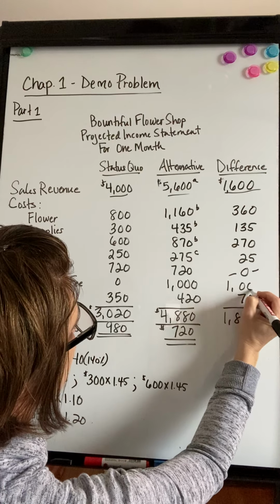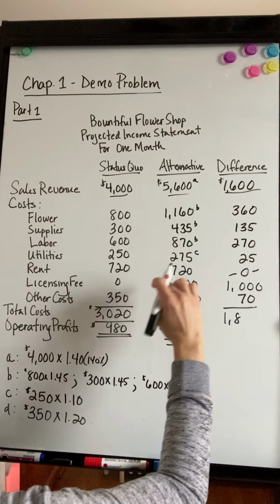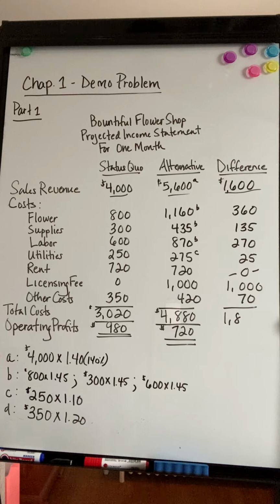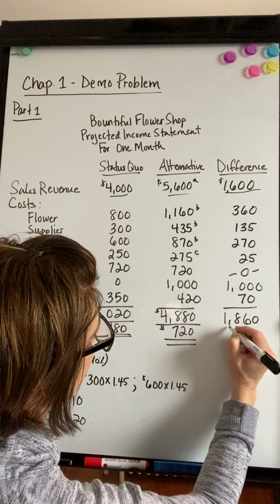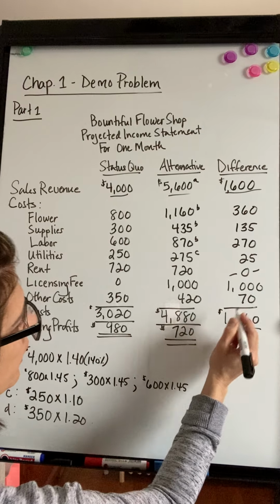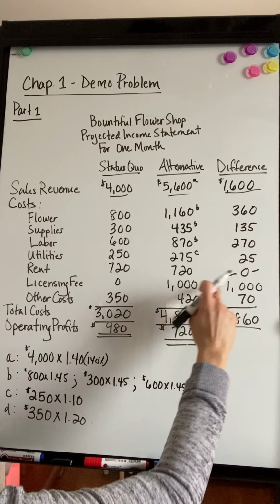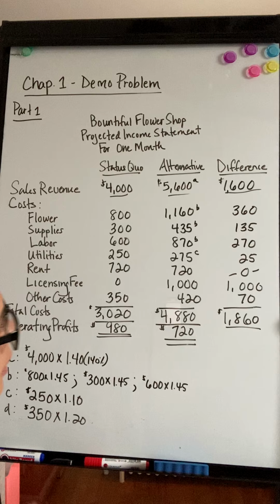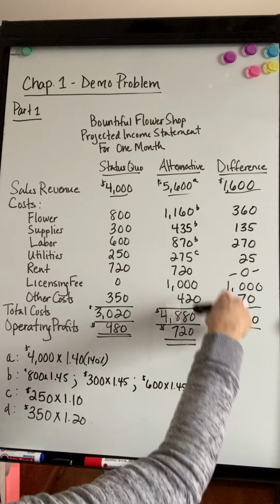Oops, I forgot the 1,000 here. Oh my, the difference is 1,000. I skipped right over that. Okay, hopefully you caught that before I did. So 1,860. All right. Again, add up your expenses. Sorry, I forgot to put the difference here on the licensing fee row. But anyway, add that up, 1,860.